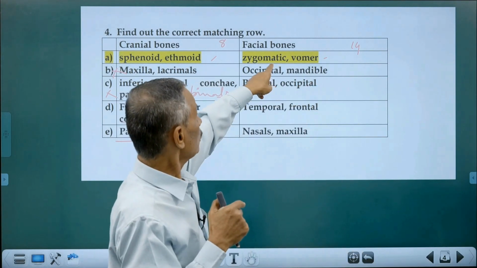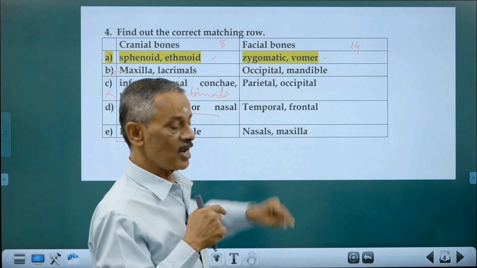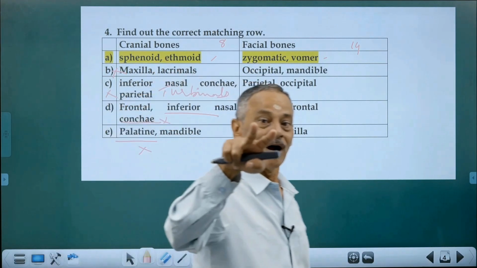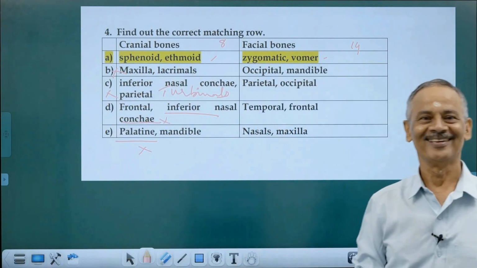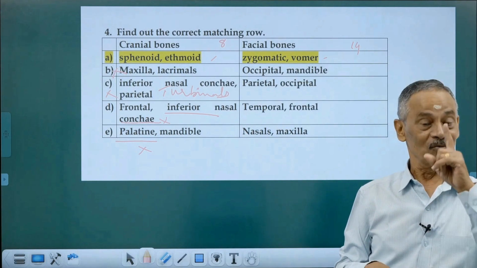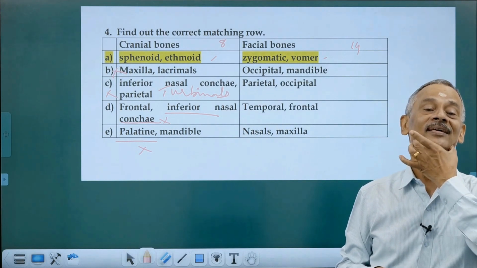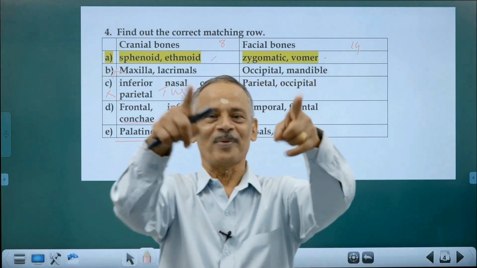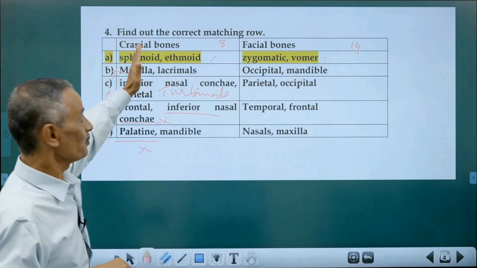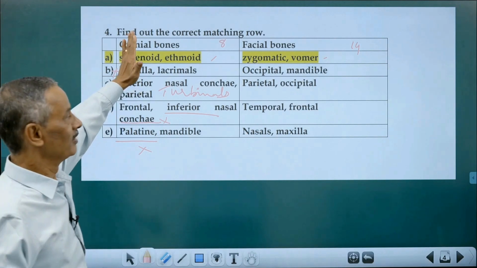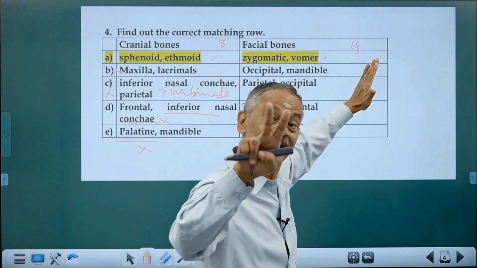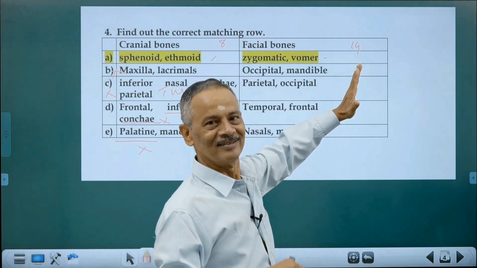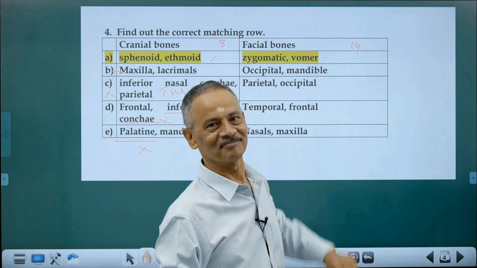Whereas of the 14 facial bones, only 2 are unpaired: the vomer and the mandible, the lower jaw. All others are paired. Here only 2 are unpaired, that is single. All others are paired here. Okay.